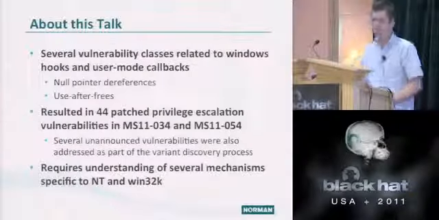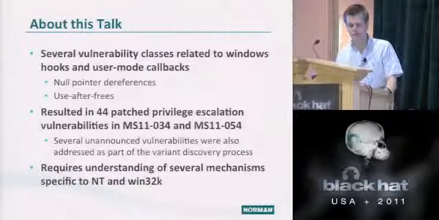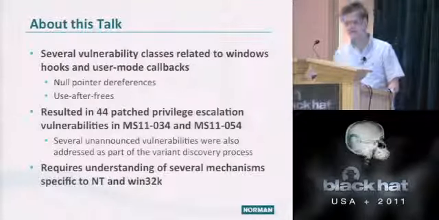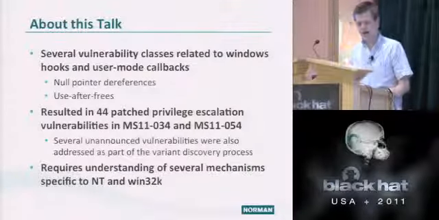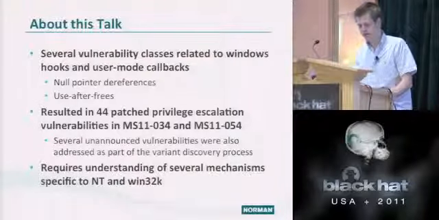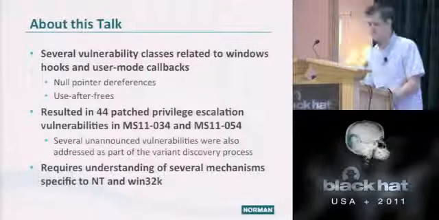So this talk is going to be about several vulnerability classes in Windows related to Windows hooks and user mode callbacks. These eventually end up being several unique classes like null pointer dereferences and use after frees. They resulted in 44 patched privilege escalation vulnerabilities in MS11-034 back in April and MS11-054 last month. And there were also several unannounced vulnerabilities that were patched as part of the variant discovery process.